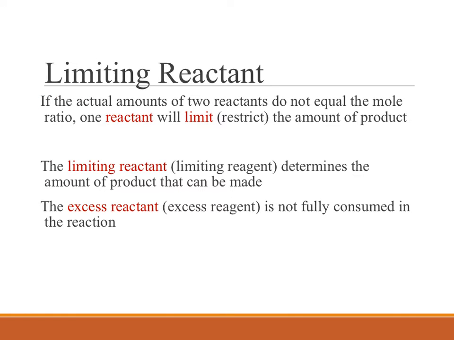However, if the actual amounts of your two reactants do not equal this perfect mole ratio, one reactant will limit or restrict the amount of product. It will basically stop the reaction and not allow it to continue. So the limiting reactant determines the amount of product that can be made from that chemical reaction when you're working in real life with real amounts of your reactants.